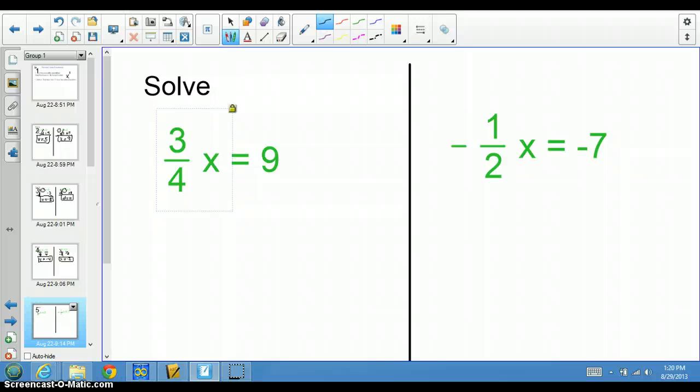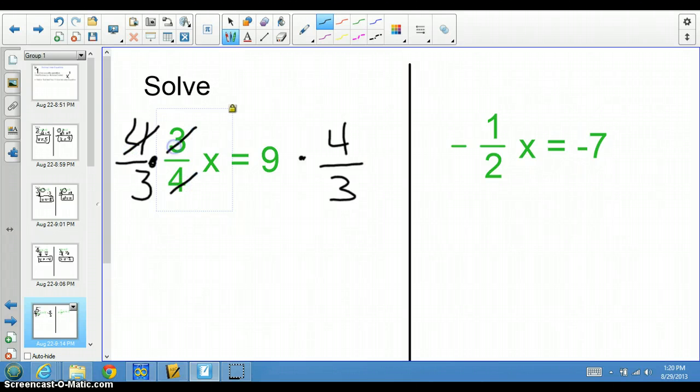3/4 x equals 9. Well, I'm multiplying again, 3/4 times x, so I have to divide. Now, whenever you divide something by a fraction, you're actually going to multiply it by the reciprocal. So we're going to multiply each side by 4/3. So on the left side of the equal sign, I can do cross multiplication and cancel all these out. Okay, because they will simplify to 1. On this side, well, 3 goes into 3 one time. 3 goes into 9 3 times. 3 times 4 is 12.